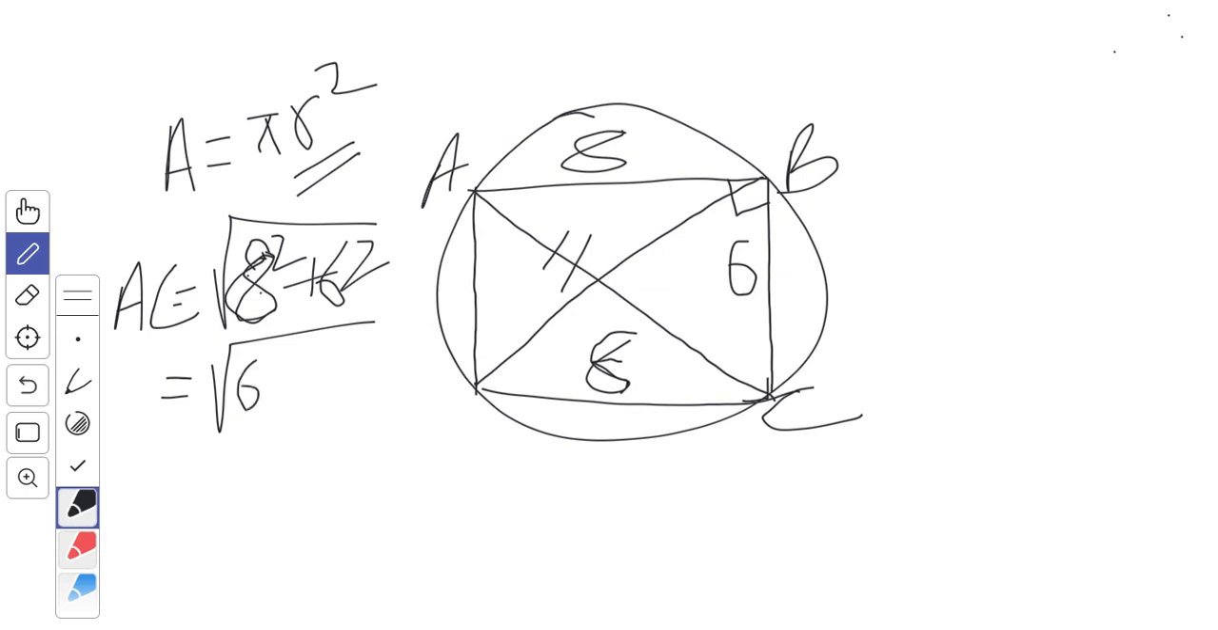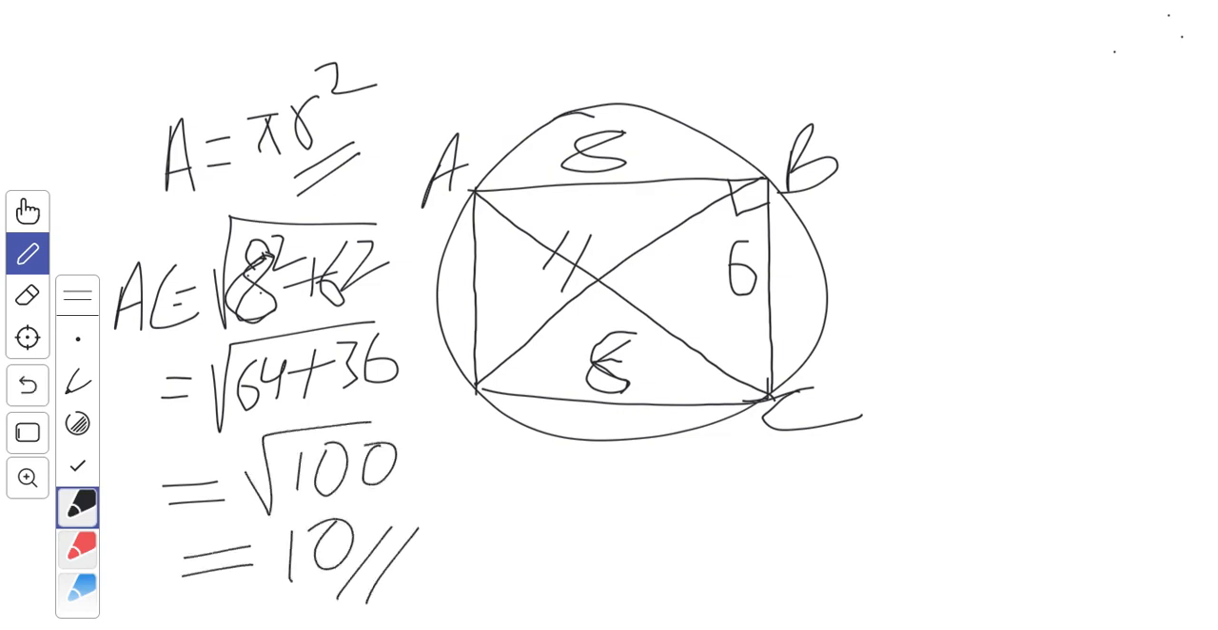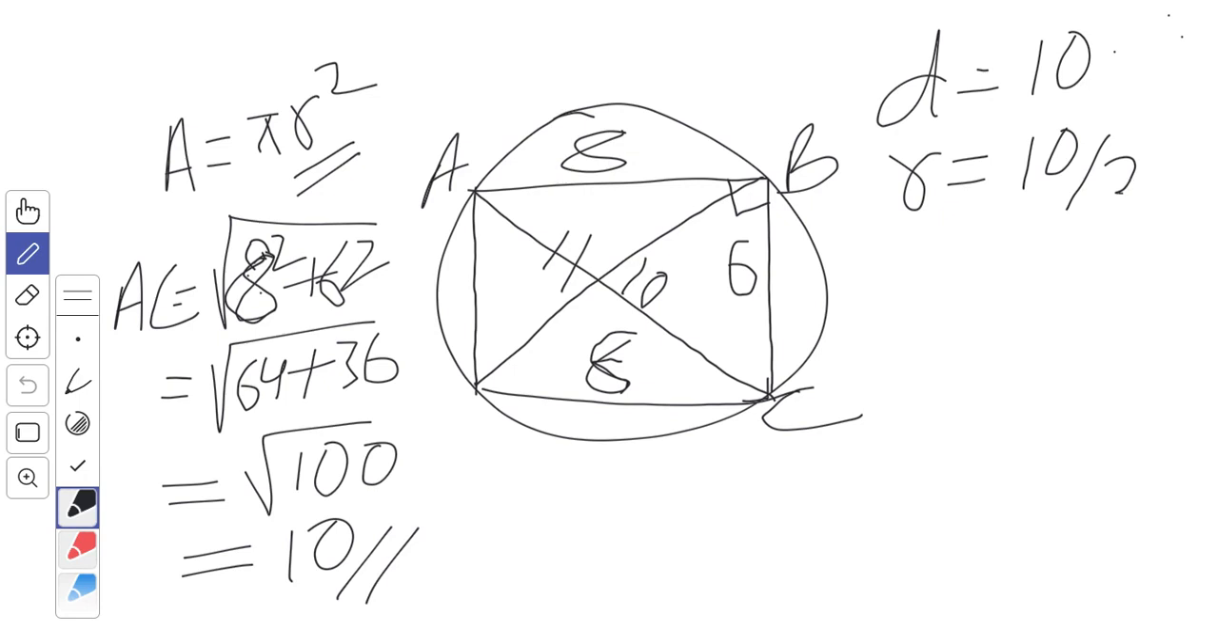8 square is 64 plus 36. So we have root of 100, which is equal to 10. Now this is the length, this is 10. That means the diameter of the circle D is equal to 10. Now from the diameter, the radius is equal to diameter divided by 2. 10 divided by 2 is equal to 5. Now we have 5 meter as the radius of the circle.